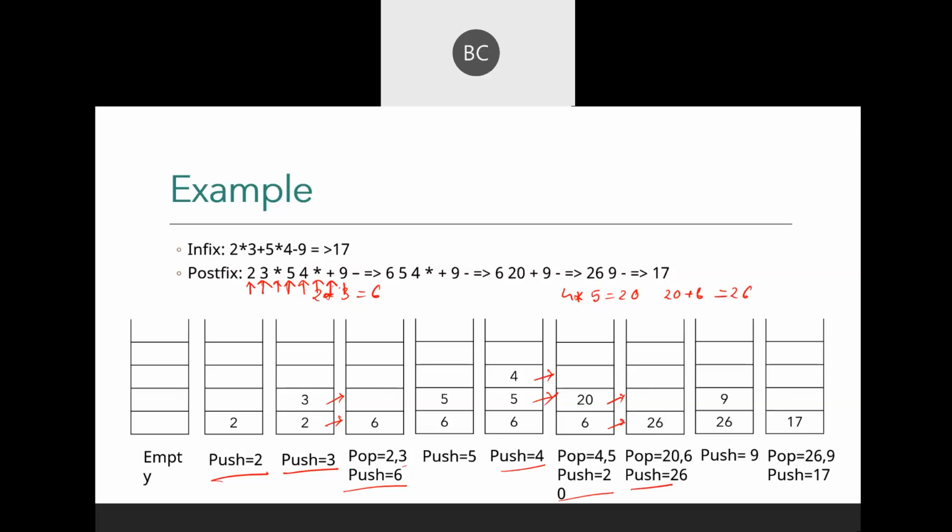Next you have 9, so you push 9 here. Next you have a minus sign. That means you pop both 9 and 26. The answer is 17, and put the result into the stack again. This is how you evaluate a postfix expression with the help of a stack. Is this clear? If yes, just do it.